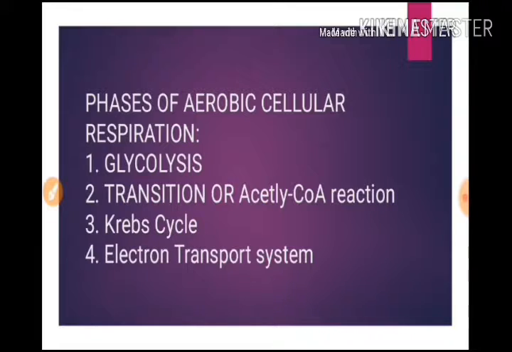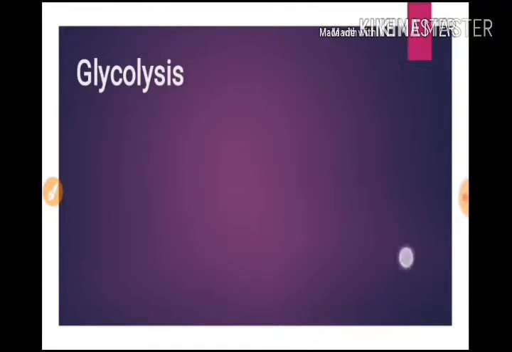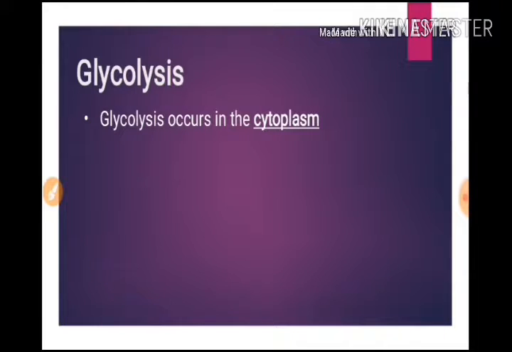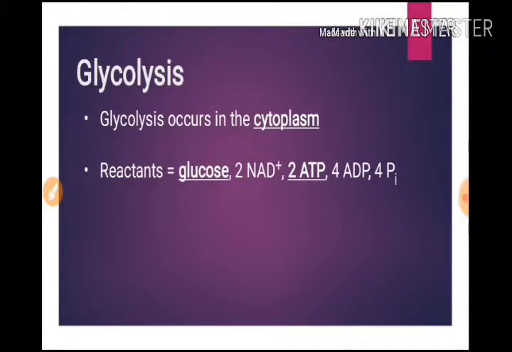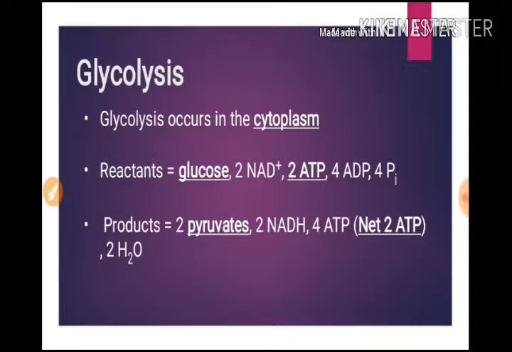The first step of cellular respiration is glycolysis. So what is glycolysis? Glycolysis occurs in the cytoplasm, specifically in the cytosol. The reactants are glucose, 2 NAD+, 2 ATP, 4 ADP, and 4 inorganic phosphate. And the products are 2 pyruvates, 2 NADH, 4 ATP, a net of 2 ATP, and 2 H2O.